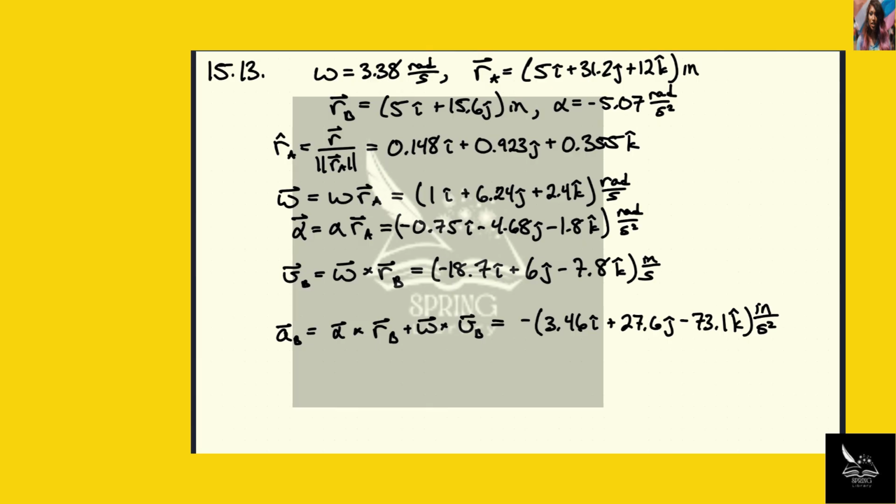And this problem is the same as the previous problem, so I won't go through much of the detail. You can watch the video for that problem. We've changed the angular velocity to 3.38 radians per second, and now we have an angular acceleration of minus 5.07 radians per second squared. So our position vectors are still the same. It's rotating about an axis that goes from the origin to A, and we're interested in velocities and accelerations at point B.